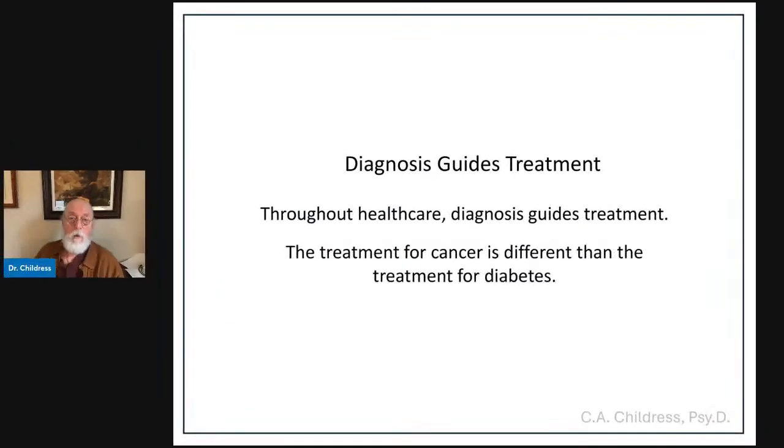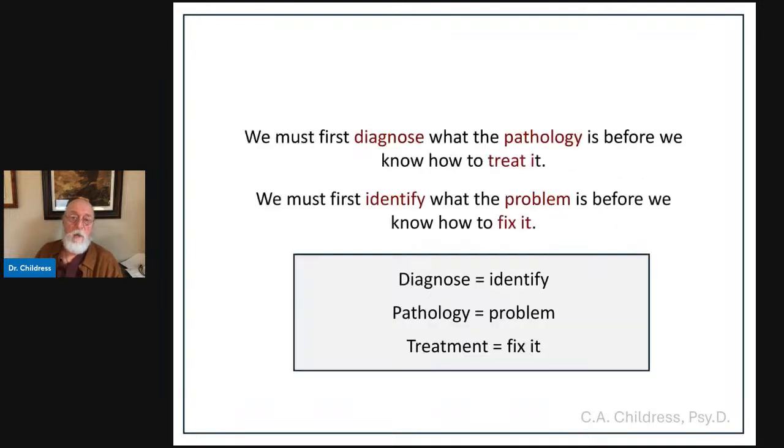Now, throughout healthcare, diagnosis guides treatment. The treatment for cancer is different than the treatment for diabetes. And so we must first diagnose what the pathology is before we know how to treat it. Means the same thing as we must first identify what the problem is before we know how to fix it. So these terms mean the same thing. Diagnose means identify, pathology means problem, and treatment means fix it.